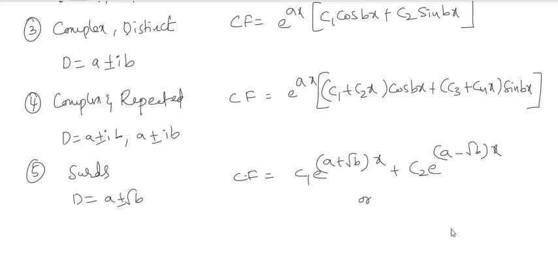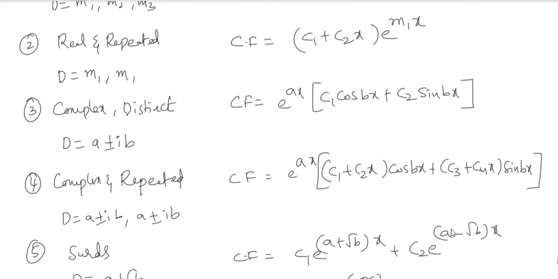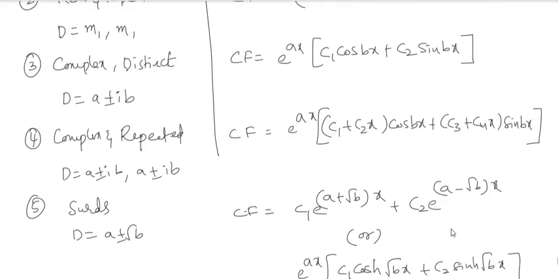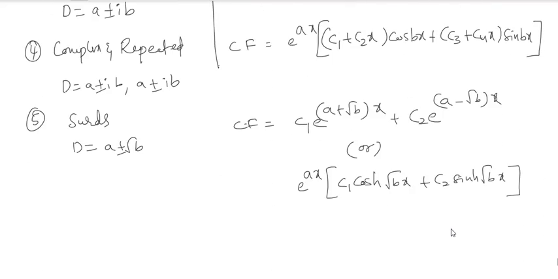This is one approach. One more way is you can represent it as e to the power of ax into (c1 cosh root b x plus c2 sinh root b x), hyperbolic functions. It depends upon the option. Clear with my point? You can do it either way. So this is the strategy, the idea which you have to keep in your mind to write the complementary function. Clear with my point?